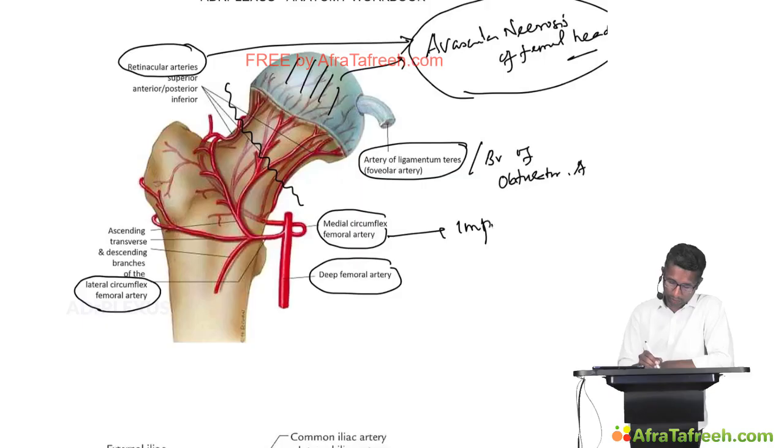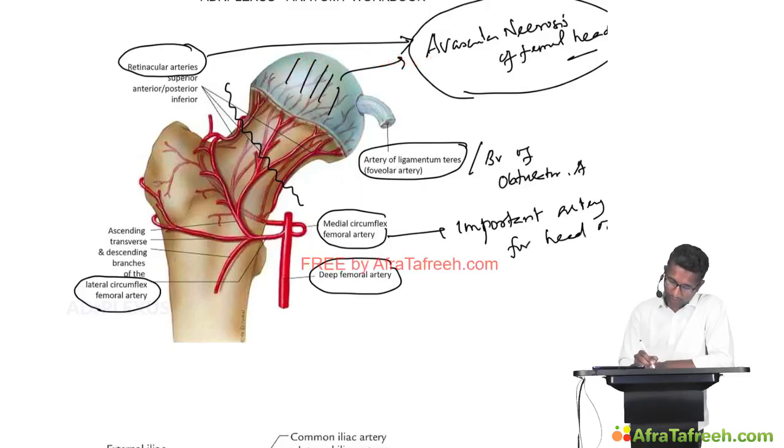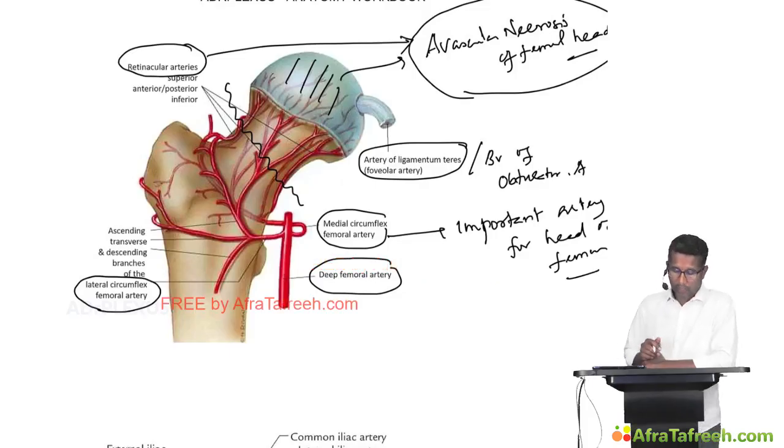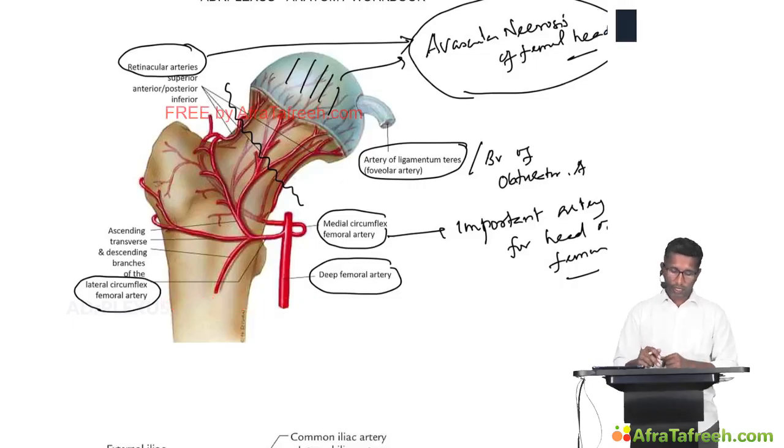So this is the important artery. This is an MCQ. This is an important artery for the head of femur, because most of the retinacular arteries predominantly arise from the medial circumflex femoral artery. So that is the important artery for the head of the femur.